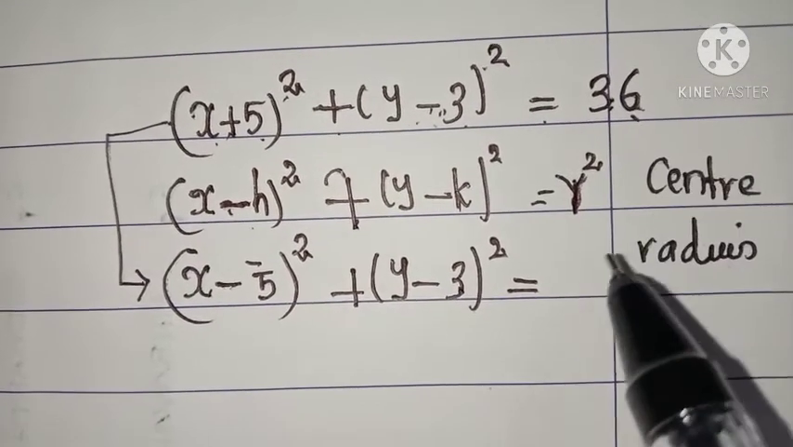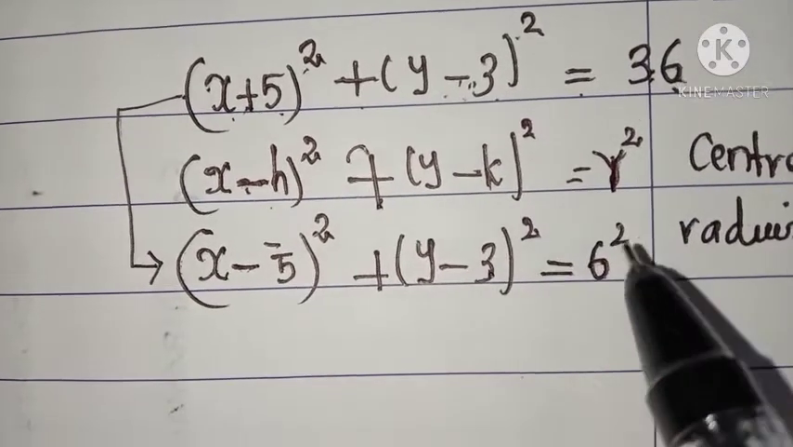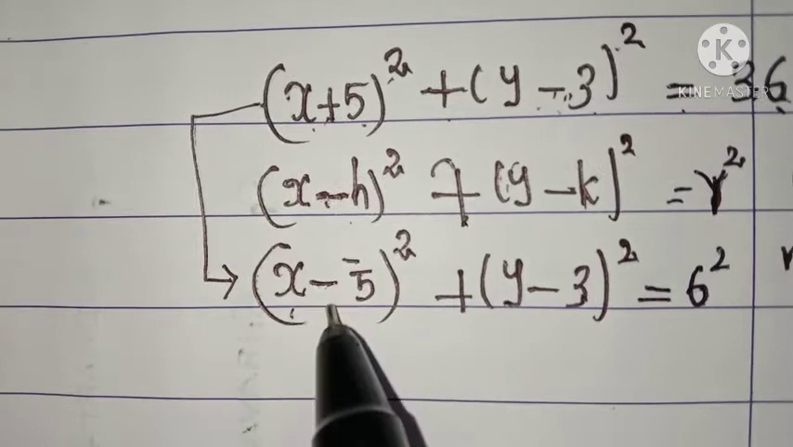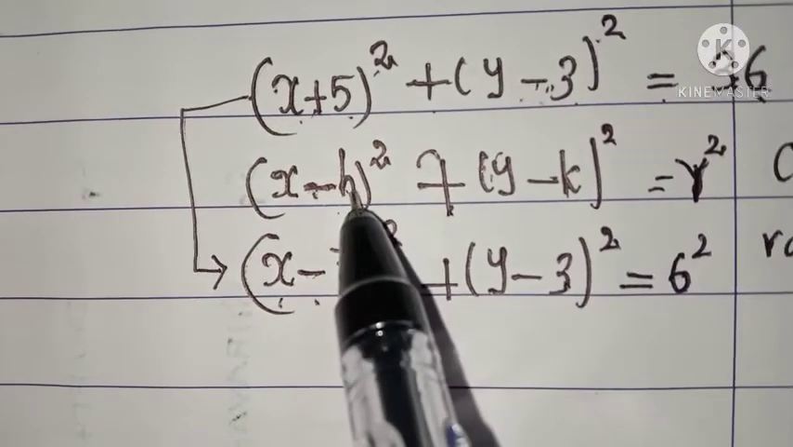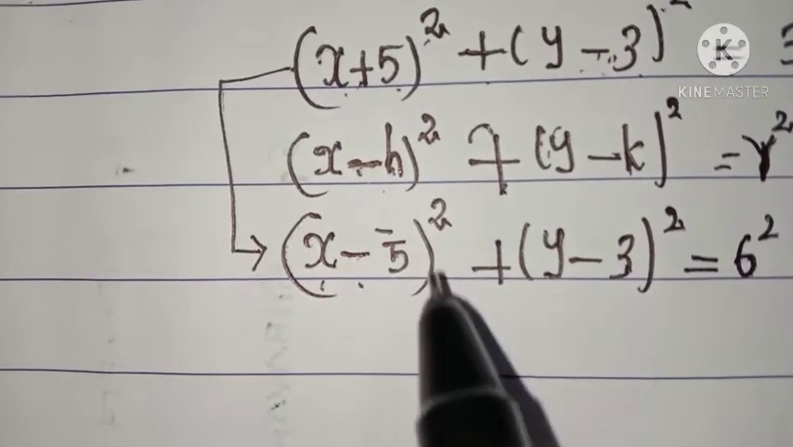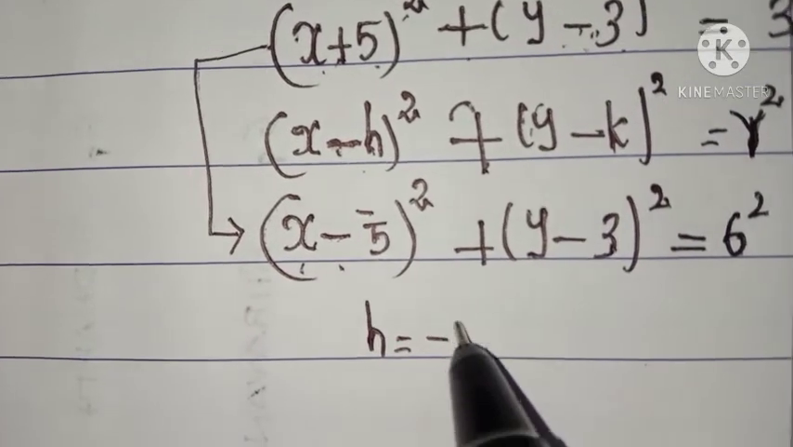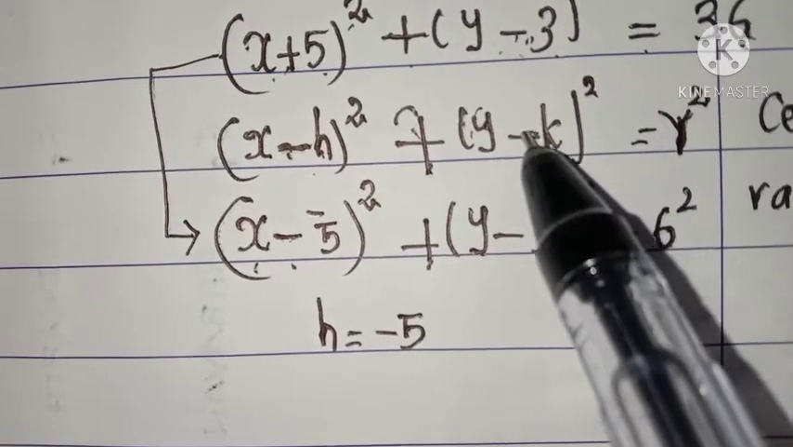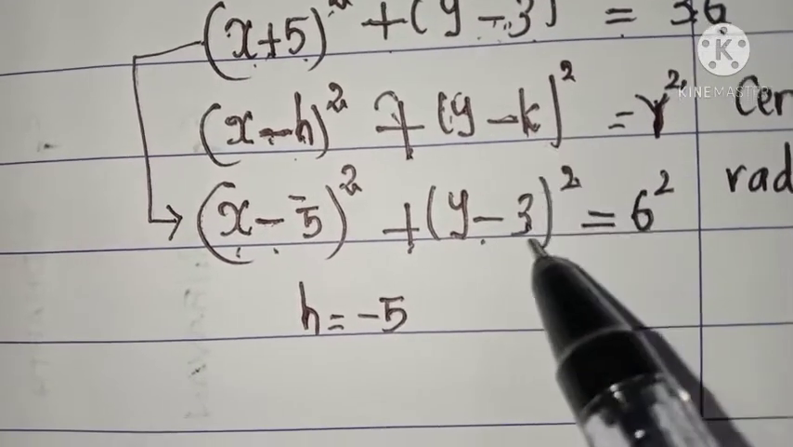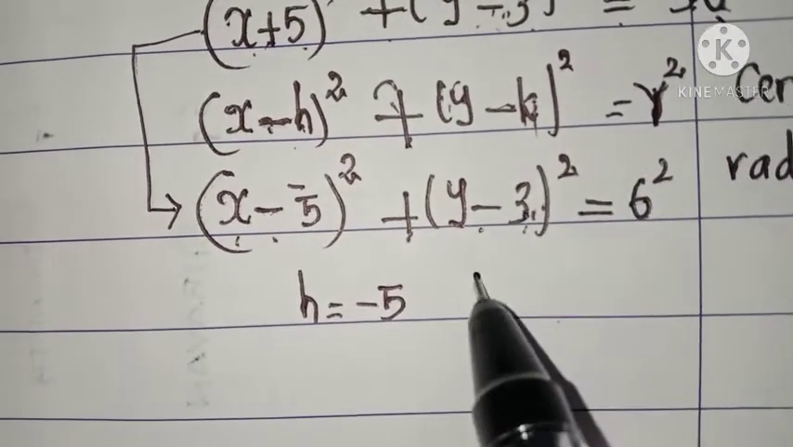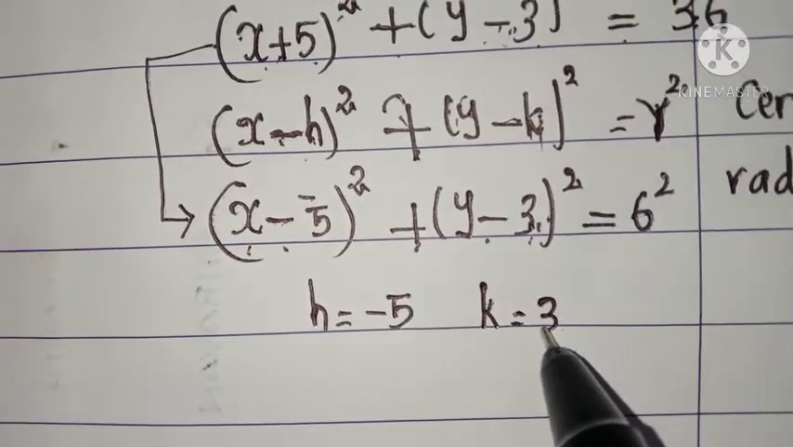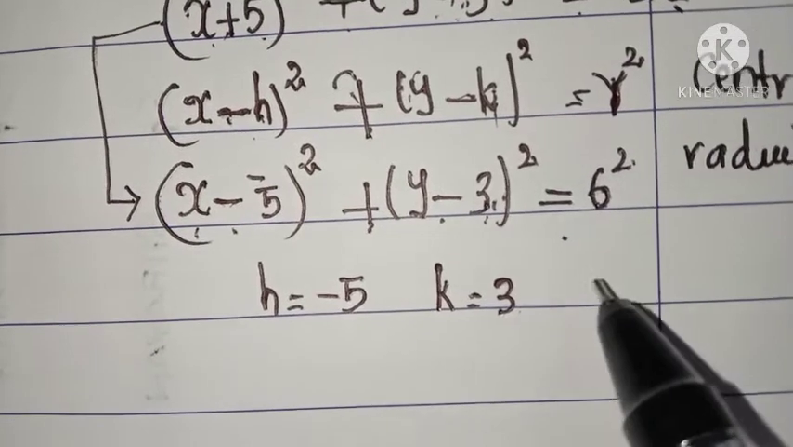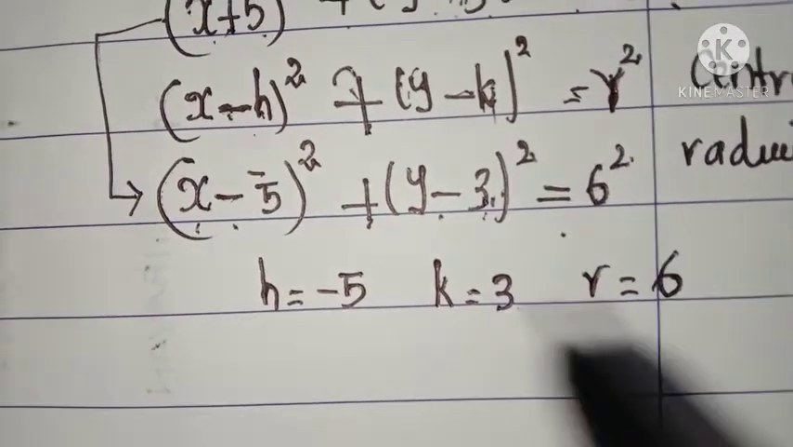So this 36 can be written as 6 square. Now compare these two equations. So x minus h, see here in place of h it is minus 5, okay, h is minus 5, plus y minus k, see here in place of k it is 3, equal to r square. Here 6 square. So r equal to 6.